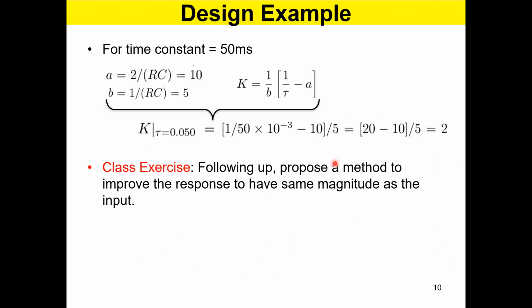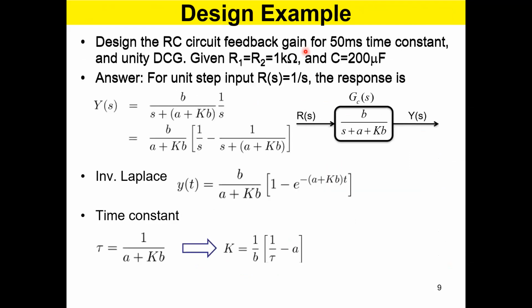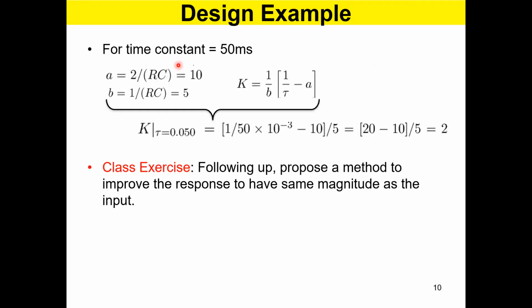Now we move on to the same exercise. If you look at the previous one, it has 2 parts. First part is to adjust the 50 millisecond time constant, and second part is unity DC gain. Now the 50 millisecond time constant has already been achieved. Now we can follow on and take on the other one, that is unity DC gain. So how are we going to achieve that?